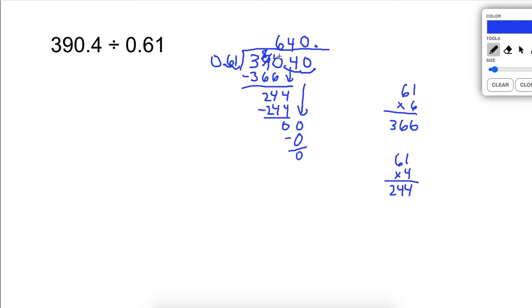A lot of people stop and say the answer is 64. But if you have that decimal over there, you've got to put that 0 in there and bring it down and continue on until you get all the way over to the decimal. So don't stop there too early. And if you wanted to check these, you could multiply these together, but for the sake of the length of the video, I'm not going to do that. You could take 640 times 0.61 and see where you're at. Okay, let's look at one more.